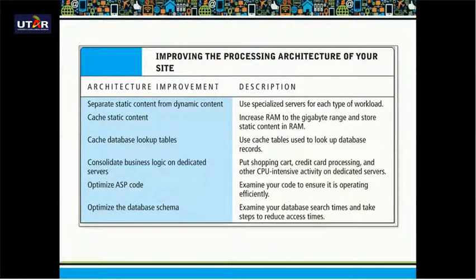So another way to improve the processing architecture of your site. So architecture improvement. So we have to separate static content from dynamic content. Use a specialized server for each type of workload. Second, cache static content. Increase RAM to the gigabyte range and store static content in the RAM. So cache database lookup tables. Use a cache table to look up database records.